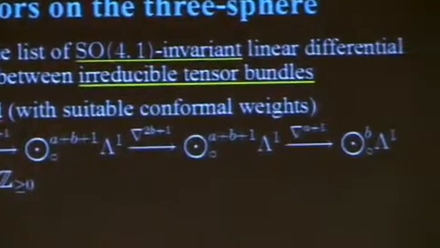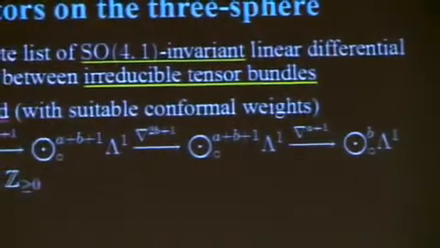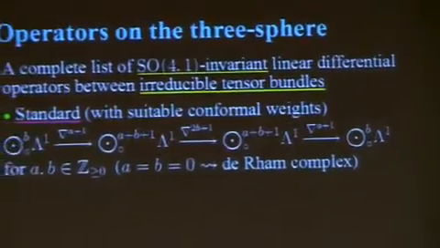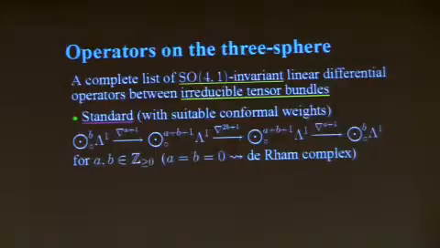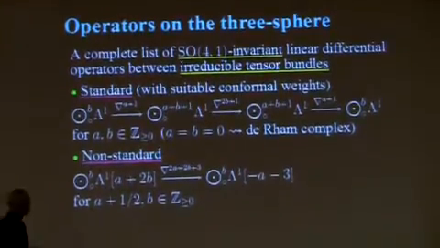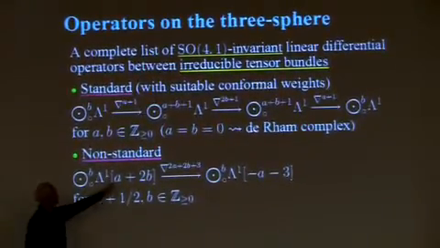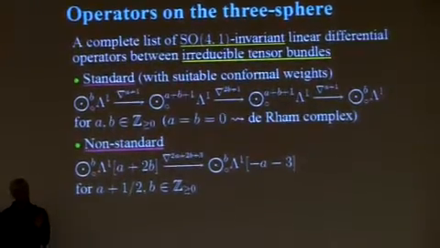And then there's another one. And this generalizes the de Rham complex. If all of these parameters A and B are equal to 0, this is the de Rham complex. So there's a standard complex which is modeled on the de Rham complex. And then there's a few more called, imaginatively enough, non-standard ones. The non-standard ones, their weights are necessarily half integral, like 1 minus n over 2.